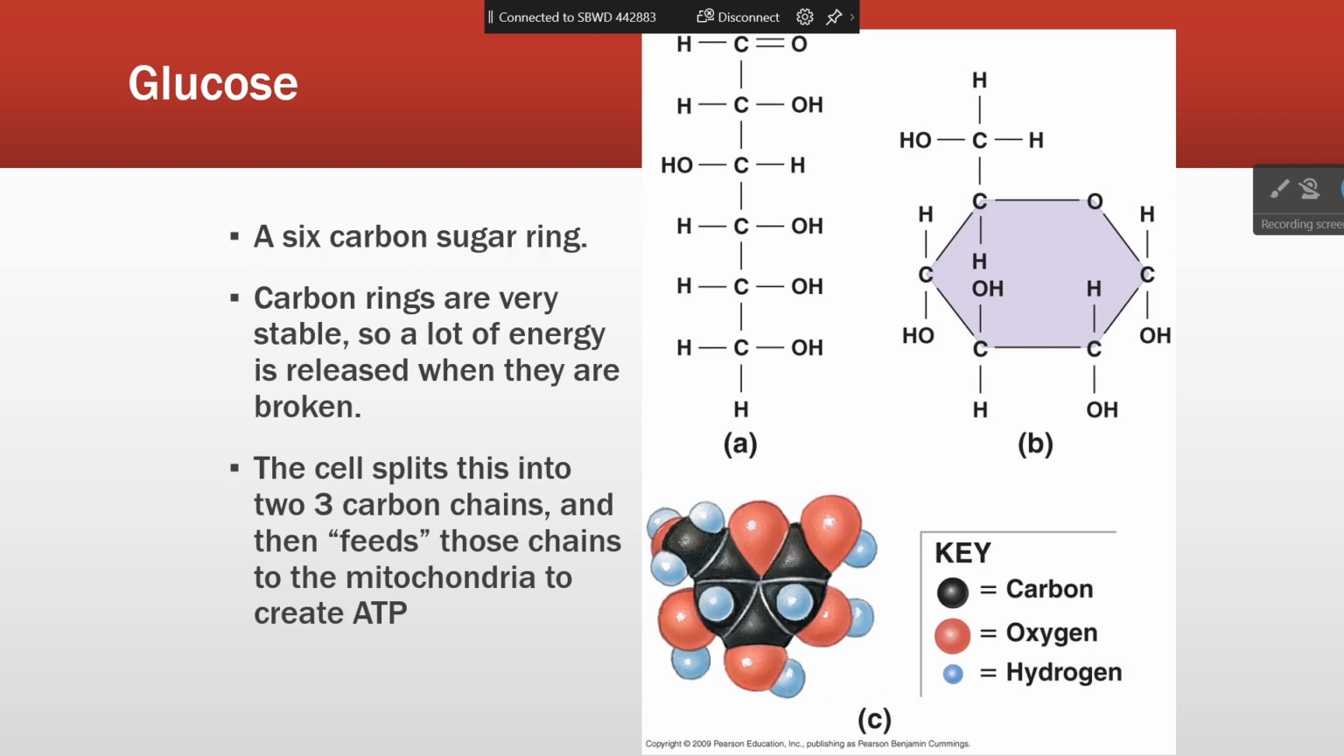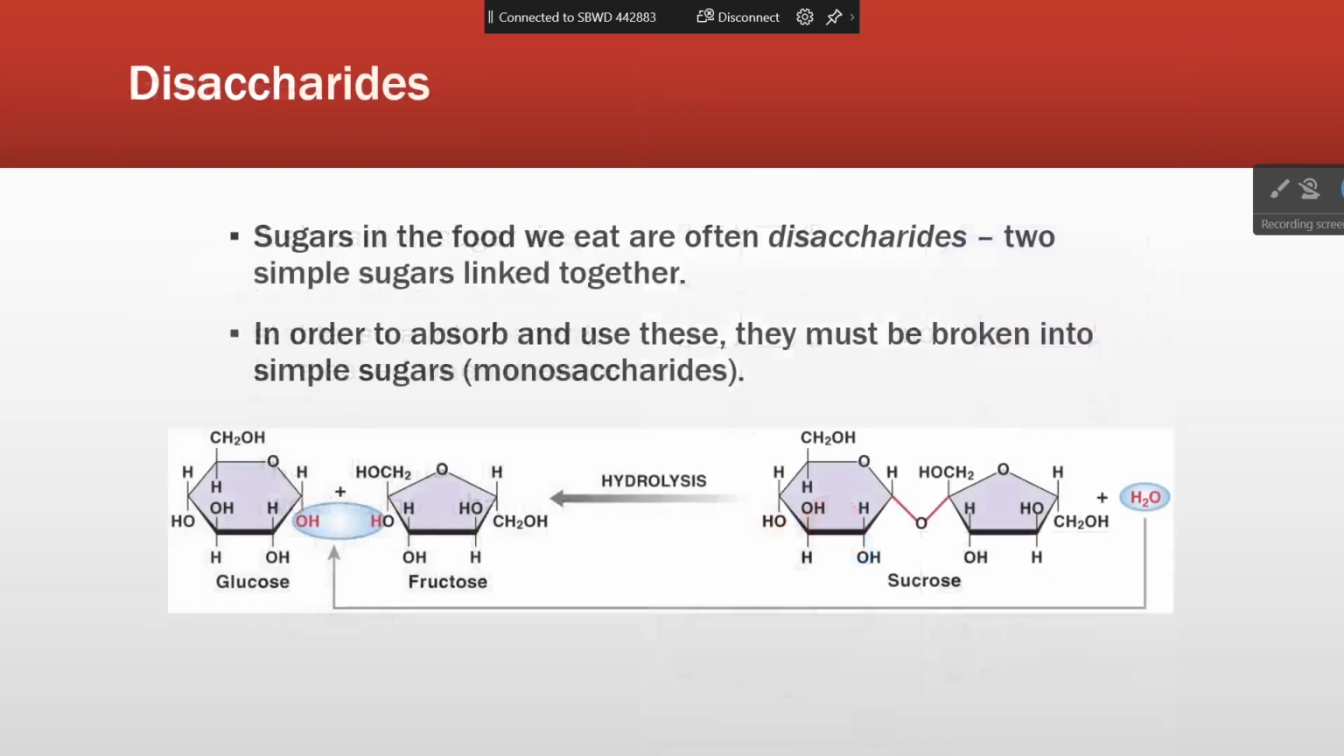Our cells split the carbon into 2, 3 carbon chains, and then those get fed into the mitochondria. The mitochondria create ATP. Okay. In nature, glucose is relatively rare outside of animals. Okay. Plants tend to produce disaccharides, not monosaccharides.